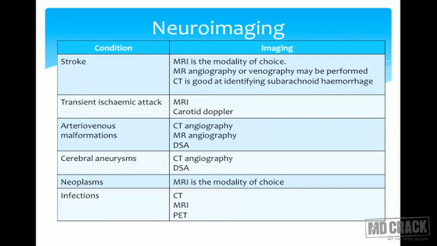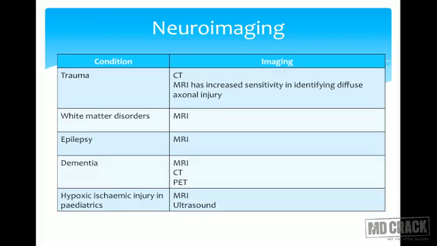help in identifying the aneurysm and probably coiling the aneurysm. Again, neoplasms, MRI is a modality of choice. Infections, a combination of either CT or MRI, and PET for problem solving. Trauma, CT is a modality of choice. White matter disorders and epilepsy, MRI is a modality of choice. When dementia is considered, MRI may be done. MRI, then probably CT if at all it is required, and PET for problem solving issues. Hypoxic ischemic injury in pediatrics. Neonates, MRI may be performed, but ultrasound is extremely good to detect subependymal hemorrhage.